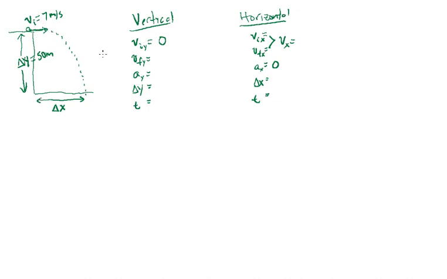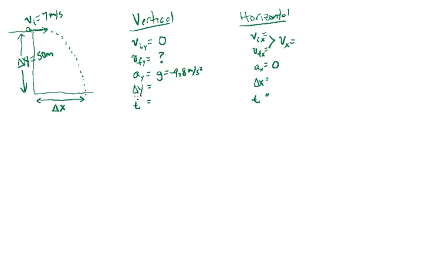The final velocity in the y direction, that's something we don't know. We'll get that at the end. When we get down here, there'll be some final velocity in the y direction. We don't know it now. The acceleration in the y direction is g. All right, that's our negative 9.8 meters per second squared.